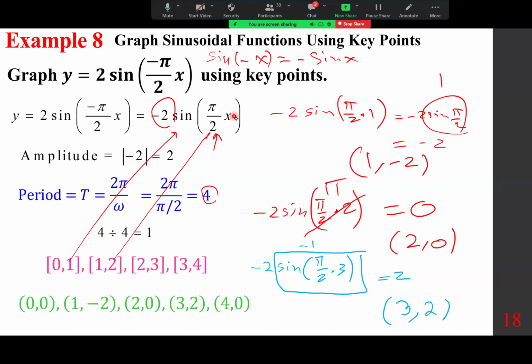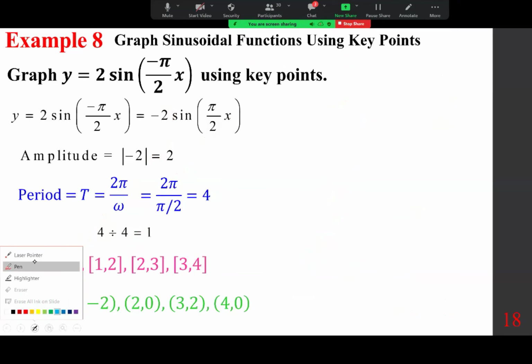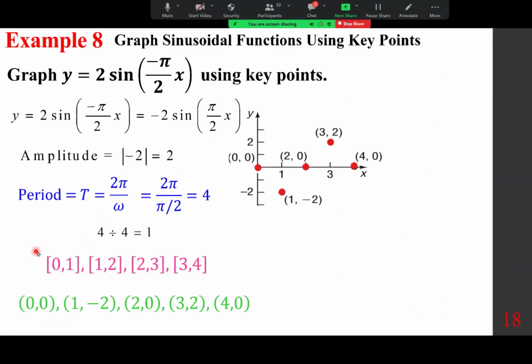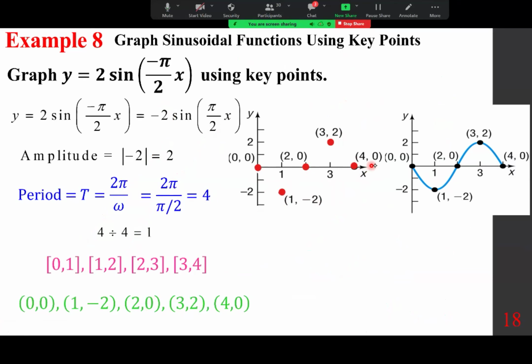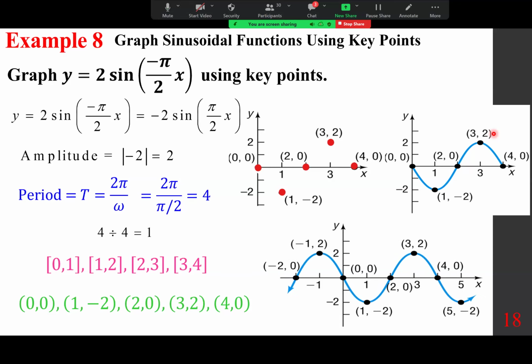And I'm going to erase the mess so we can plot these pairs. So we plot 0, 0, 1, negative 2, 2, 0, 3, 2, 4, 0. And that's the graph, a smooth curve. We go indefinitely on both sides, and that's the answer. Sometimes they say just draw a complete cycle, and that's good enough. Sometimes they want more than that, okay?